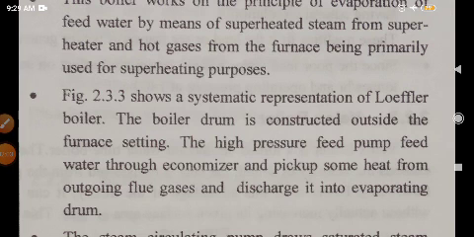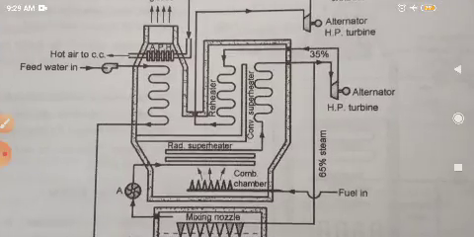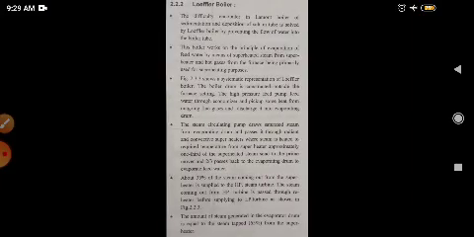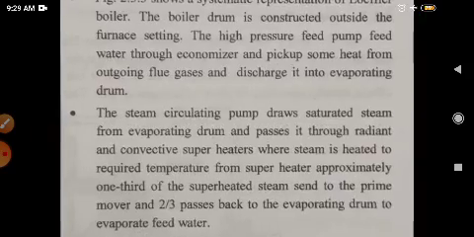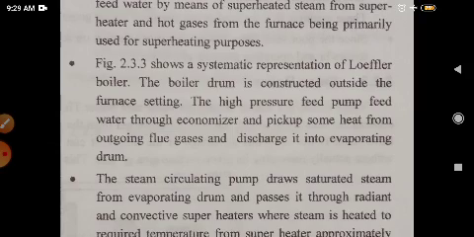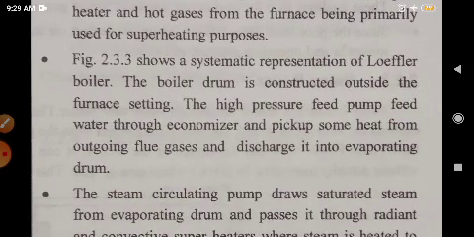We have figure 2.33 given alongside. Let me show you that. We will discuss further, but first see what is given in that. It shows the schematic of the drum boiler. The boiler drum is constructed outside the furnace. The boiler drum is outside the furnace, as you will see.